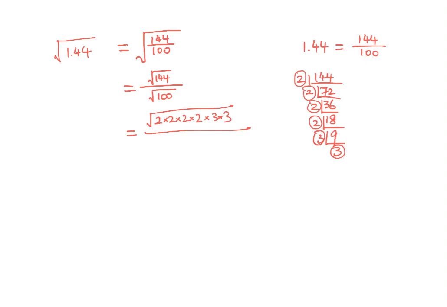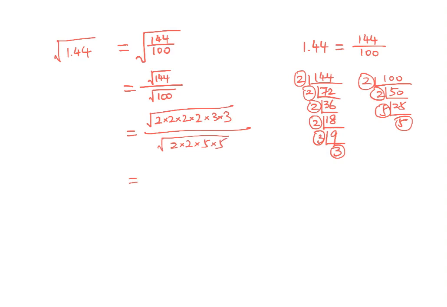And the lower part, we also do the short division for 100, square roots of 100. Divided by 2, we get 50. Divided by 2, we get 25. Divided by 5, then we get 5. So 100 equal to 2 times 2 times 5 times 5. So which is square roots of 2 times 2 times 5 times 5.